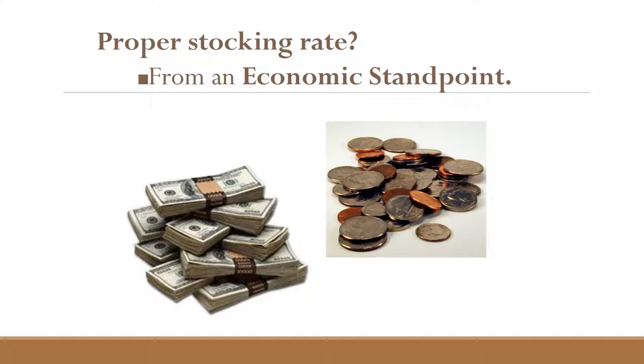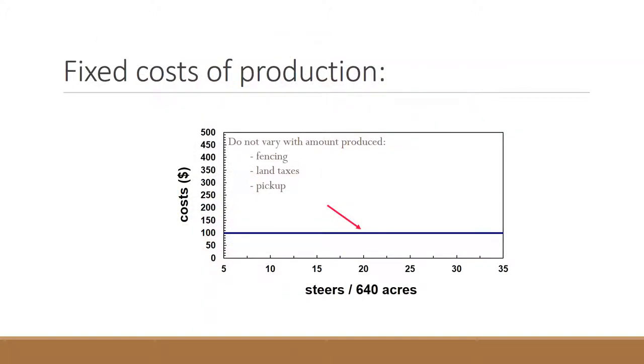Let's turn to the third aspect that we need to think about with stocking rates, and that's from an economic standpoint. Okay, go back to your Econ 202 class and think about this. First of all, when you're managing land, we have a graph here. If say you had 640 acres, a square mile of land, and you had a number of steers, there's a fixed cost of production. No matter how many steers you have out there, whether you have zero or 100, it doesn't matter. There's going to be some fixed costs.